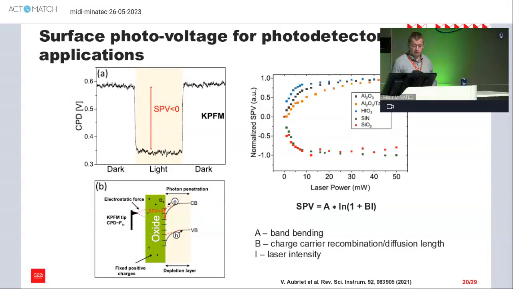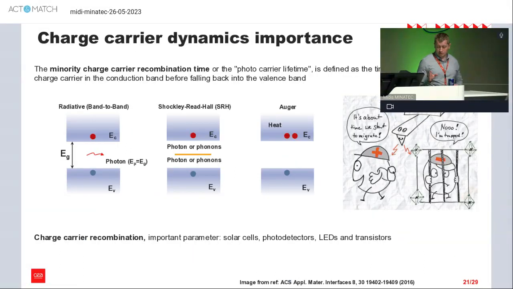After, what we made is measurement of surface photovoltage as a function of laser power for different passivation layers. And by this equation, where SPV is surface photovoltage, intensity is the laser power, and A and B parameters are fit parameters, we can have information about band bending and dynamical processes like charge recombination or diffusion length. So about charge recombination, I will do more of a focus.